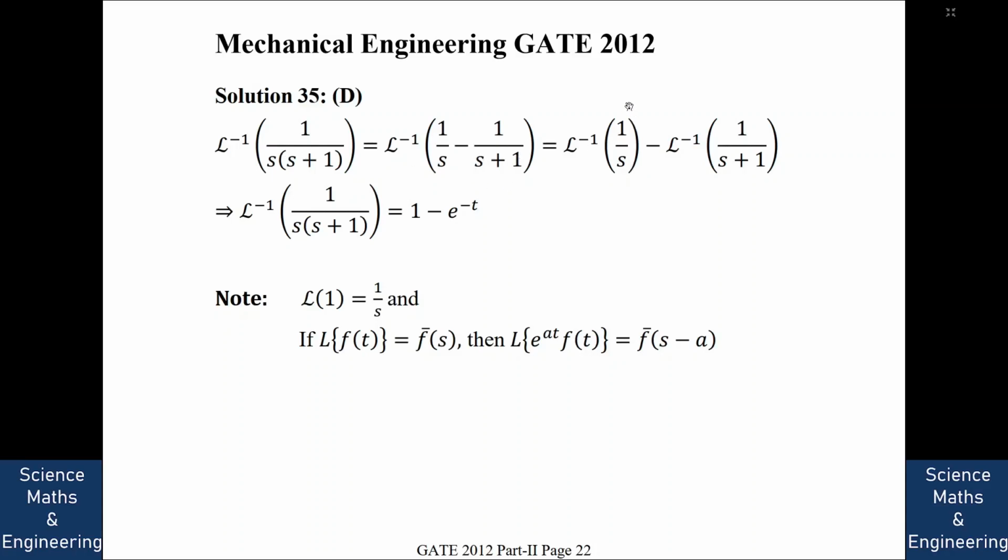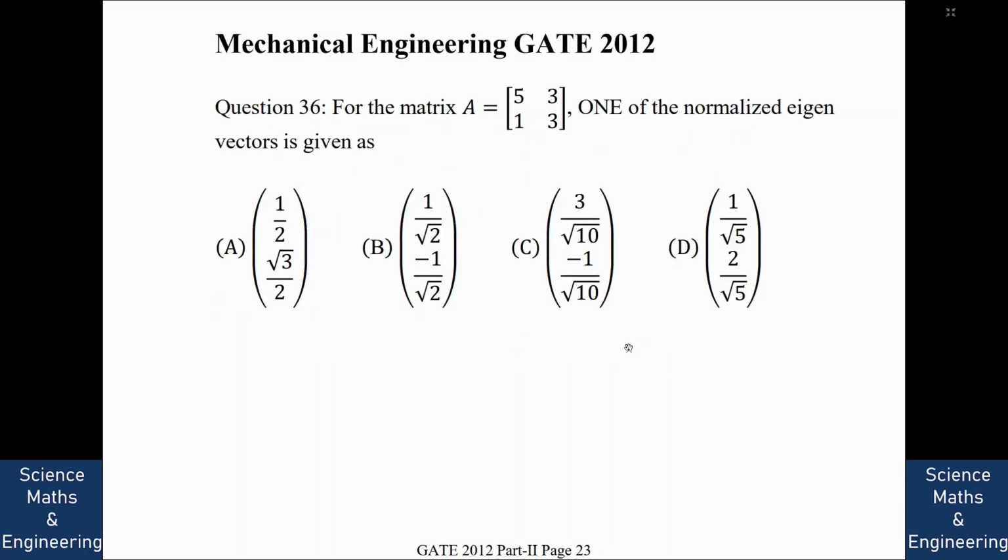So now Laplace inverse of 1 by s minus Laplace inverse of 1 by s plus 1. Now Laplace inverse of 1 by s is 1 and Laplace inverse of 1 by s plus 1 is how much? It is e to the power minus t. So we get Laplace inverse of this whole fraction 1 by s into s plus 1 is equal to 1 minus e to the power minus t. So these are the identities that we are using. Okay. So we'll go to the next question.